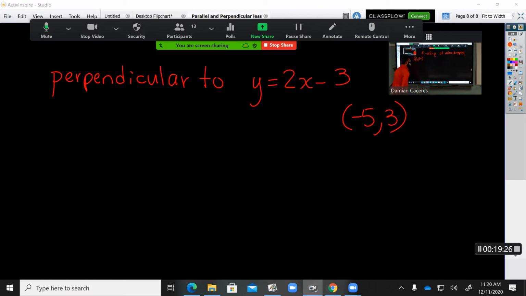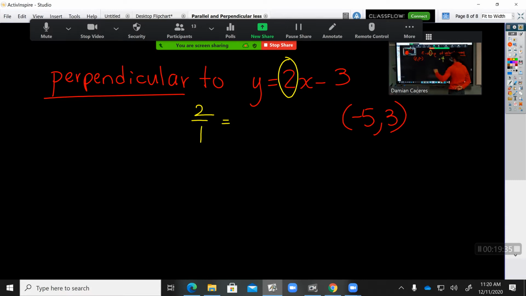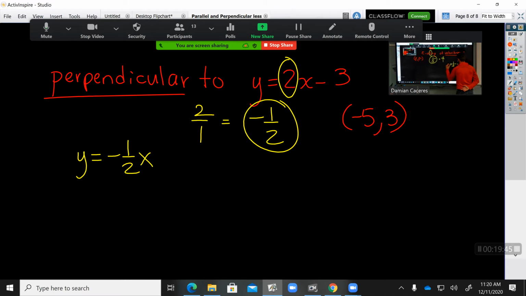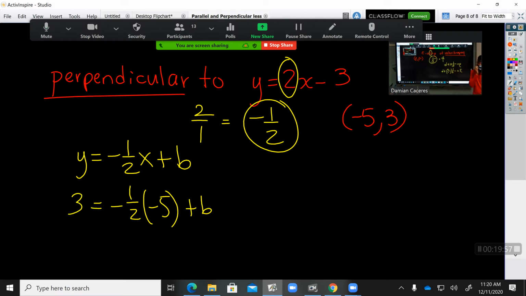All right, let's review the question. So perpendicular tells you have to grab this slope and flip it and change the sign. So the slope we have to use is negative 1 over 2. So we write y equals negative 1 over 2x plus b, and you replace x with negative 5 and y with positive 3. Now we just have to solve for b.